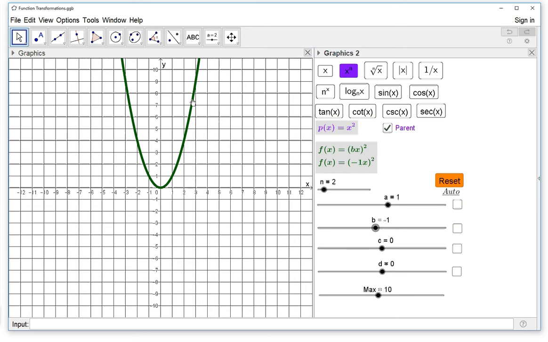But it makes sense, right? It's not that it didn't flip horizontally. It actually did. But it remained the same graph, and that's because it's already symmetrical over the y-axis. In other words, it's an even function. So if you horizontally flip an even function, it's going to be the same function that you started with.